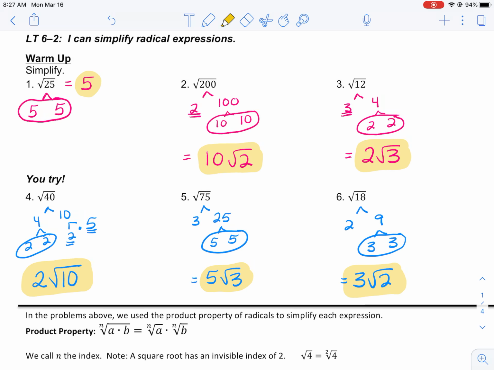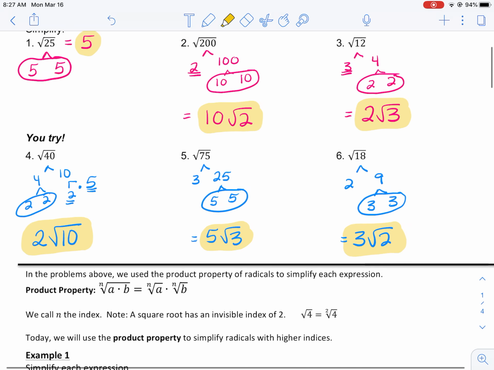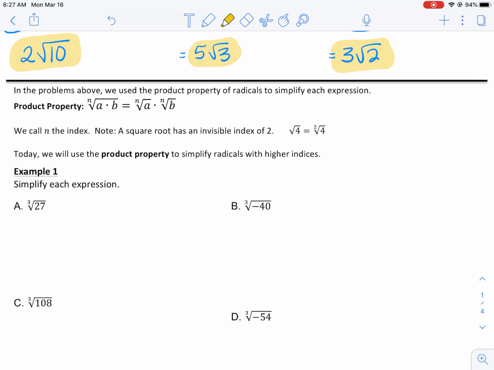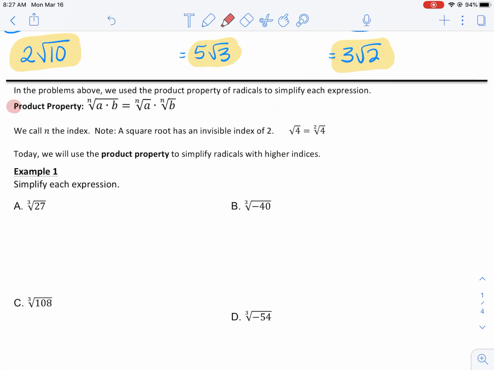So most of you should be pretty good at simplifying square roots. Today we're going to extend our knowledge to cubed roots, fourth roots, fifth roots. When we simplify using factoring trees, we're using something called the product property of radicals. Basically it says you can take a square root and break it up into a product of its factors. And then if one of those factors is a perfect square, we take that number out.